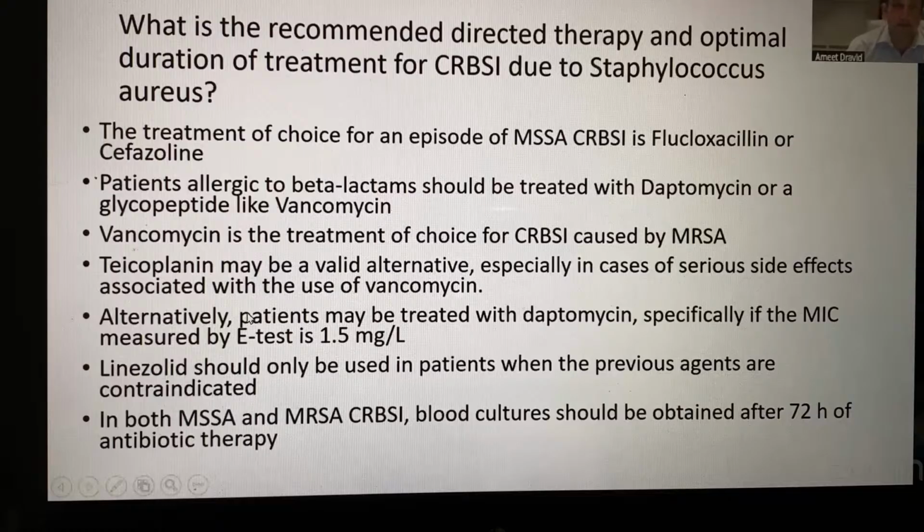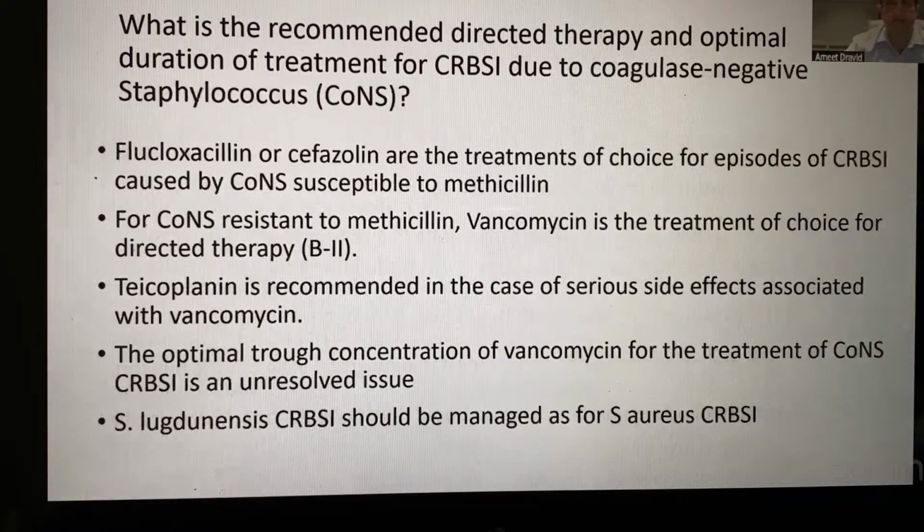So for MSSA and MRSA CRBSI, blood culture should be obtained after 72 hours of antibiotic therapy to confirm that sterility has been achieved. So for staph aureus, blood culture sterility is very, very important. Once MSSA is grown, we put the patient on flucloxacillin or cefazolin. After 72 hours of antibiotic therapy, we confirm that the patient has become sterile for MSSA or MRSA. For MRSA, we use vancomycin or teicoplanin.